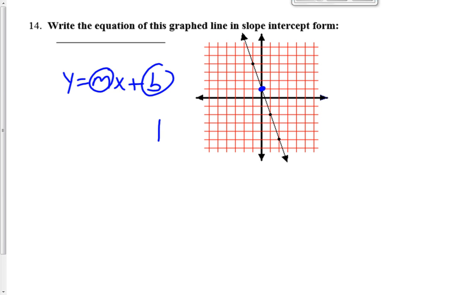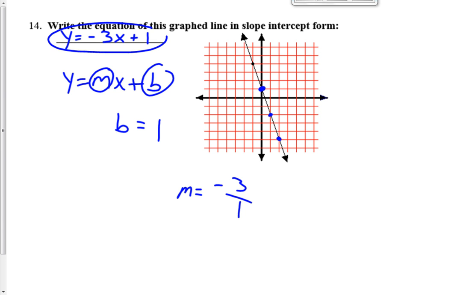And my slope is how do I get from one point to another point? What's my rise over my run? So my rise is down 1, 2, 3 to the right 1. Down 3 over 1 is my slope. And my y-intercept is 1. So my answer, y equals m, which is a negative 3, x plus b, plus 1. There's the answer for question number 14.